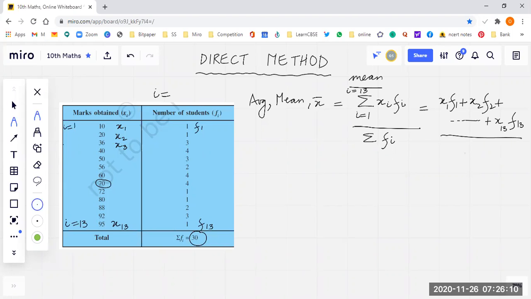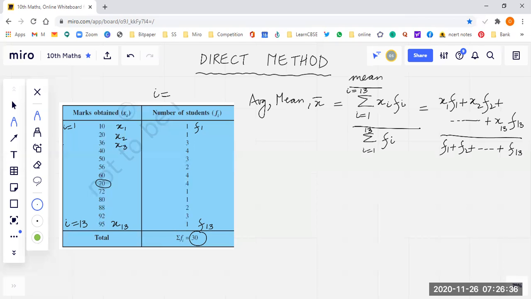Divided by summation fi. Now, we can even write what is summation fi. Summation fi is f1 plus f2 plus so on. In the last, we have F13. All right, addition of this. Summation just means addition of this. So here also we can write i is equal to 1 to 13.